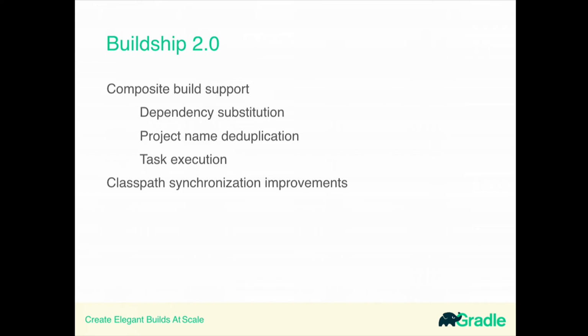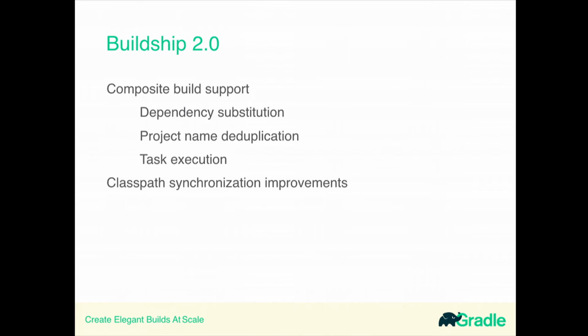Project name deduplication, like you saw before, but not only within a project or within a multi-project build, but across multi-project builds. And the third one, and that's the one that's currently missing for us to release 2.0, is to have task execution working in a composite build. Once we have that feature available in Gradle Core, we can leverage it in Buildship, and then we can release 2.0. There have also been some classpath synchronization improvements to bring them even more in sync, and really you can say everything about the classpath that is configurable, you configure in your build. There is no more need to do anything by hand in your classpath file.